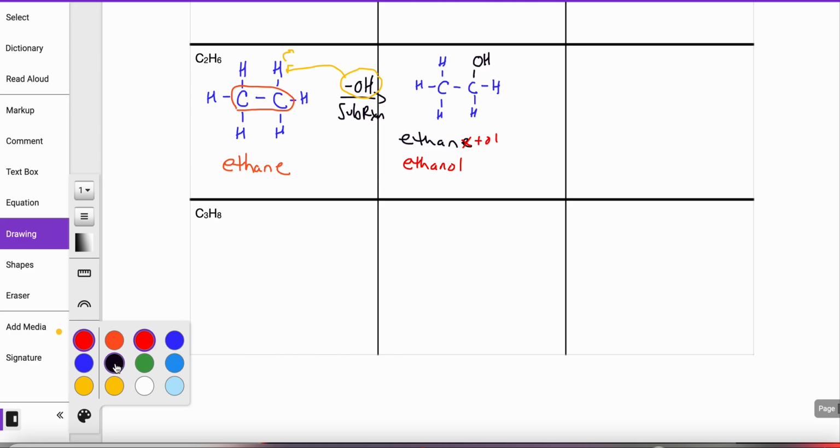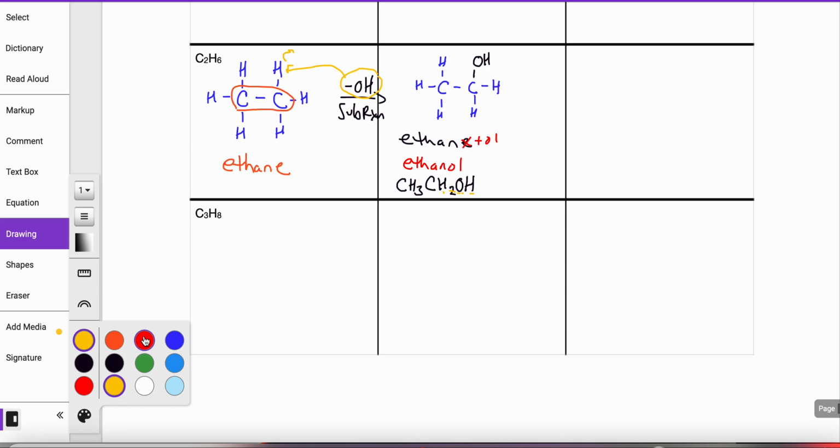Its condensed structural formula, practice those. Carbon 1 would be CH3. The second carbon, the hydrogens that are attached to it first, which are 2 of them, followed by that OH. And when you do that condensed formula, you see that sequence of HOH.